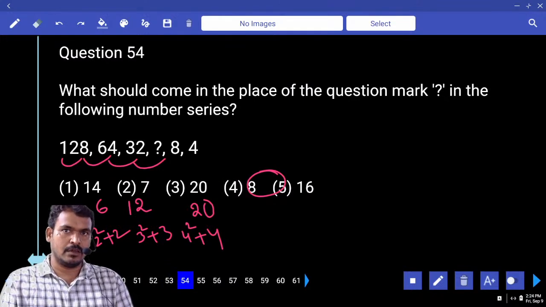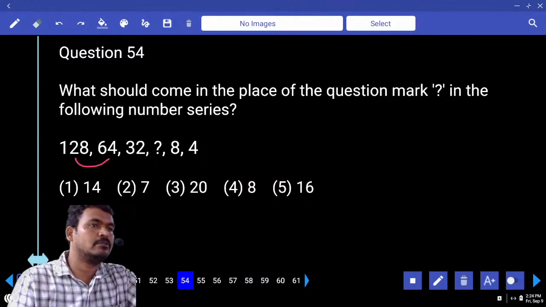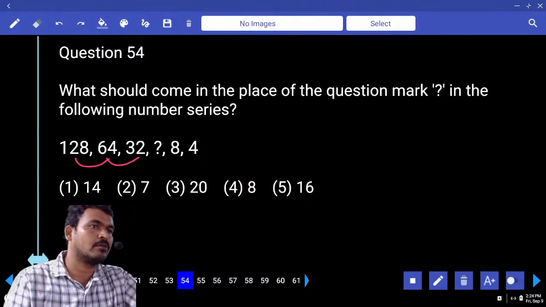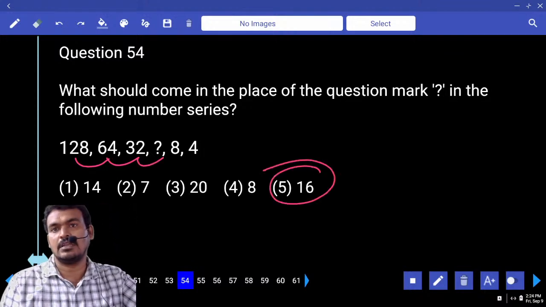Question number 54. What is half of 128? 64. Half of 64? 32. Half of 32? 16. The answer? No, no.